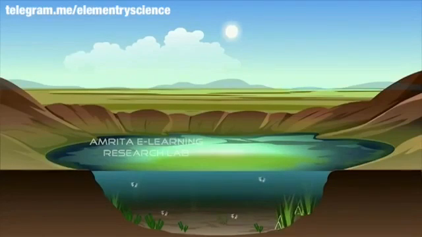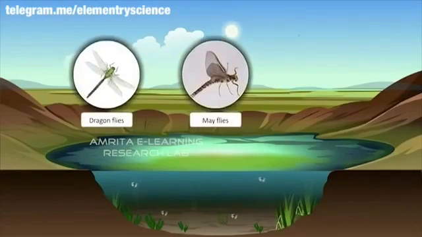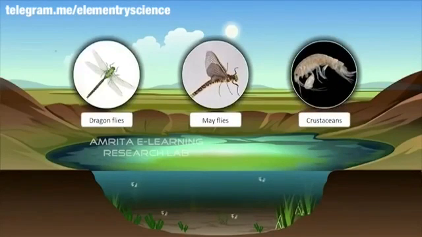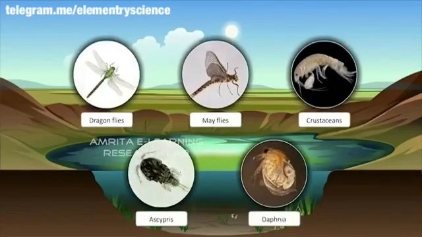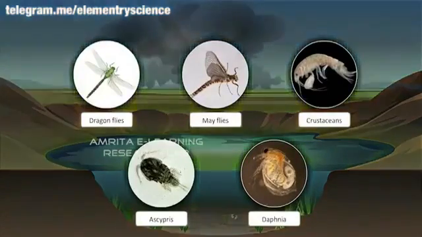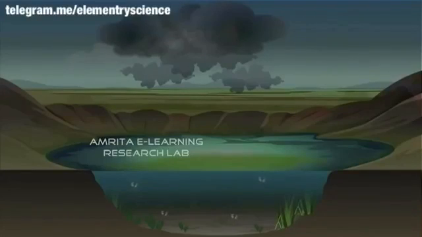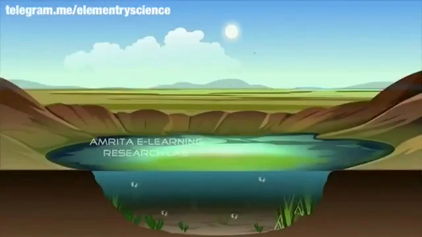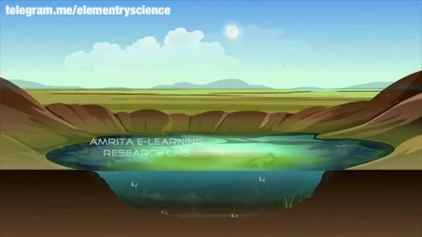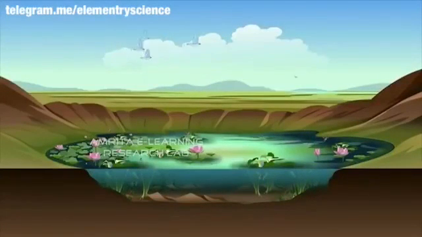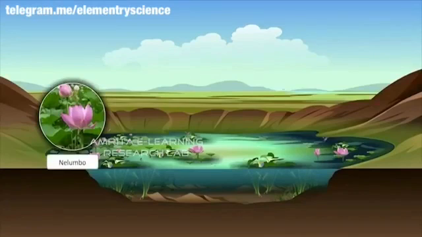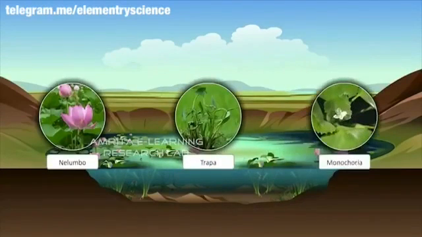Along with these hydrophytes, various invertebrate animals like dragonflies, mayflies, and crustaceans such as cypris, cyclops, and daphnia slowly join the ecosystem. These flora and fauna further develop the complex food webs. Over time, as rains and wind bring soil and debris, causing silting, the depth of the pond decreases. The next stage of succession is inhabited by rooted floating vegetation, or plants whose leaves float on the surface and the roots remain in the mud, such as Nelumbo or lotus, Trapa, and Monochoria.